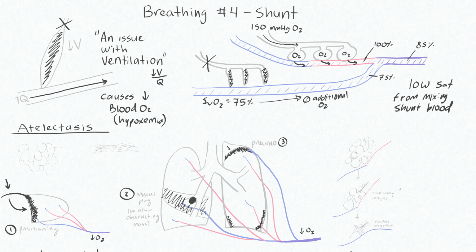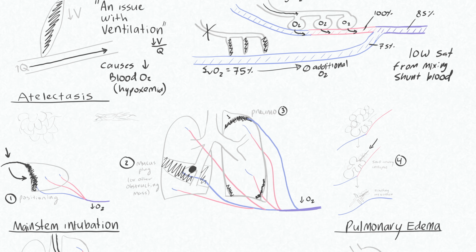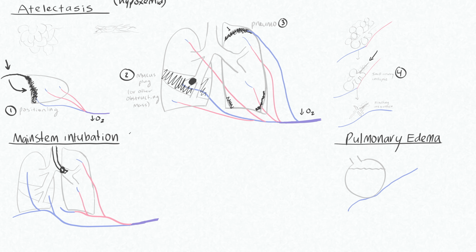Last example here is with small airway collapse. Basically, if you were to get collapse of these small airways, you can't get any more gas in. Eventually, all of the gas that's in these alveoli will be absorbed, and then you'll end up with resulting atelectasis. The blood flowing through here will remain at its original venous saturation. Other common culprits for shunting are mainstem intubation and pulmonary edema.